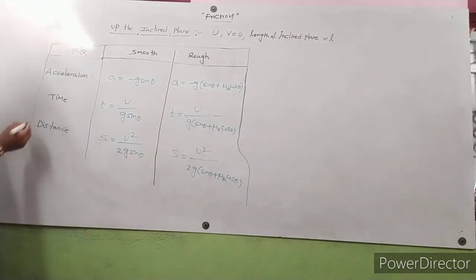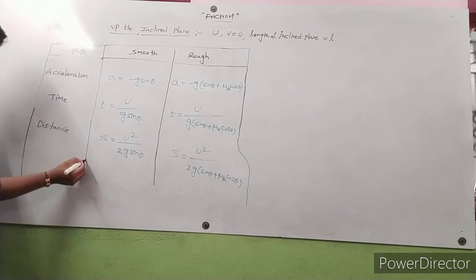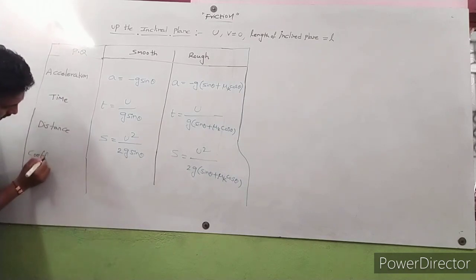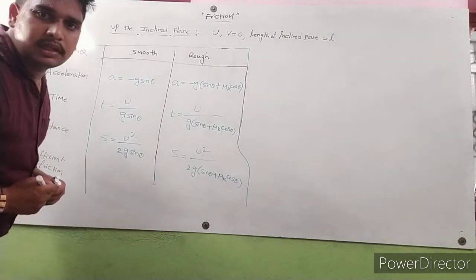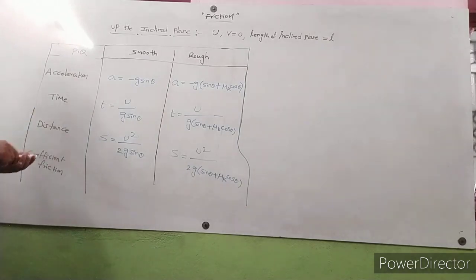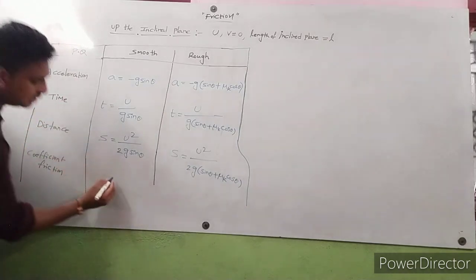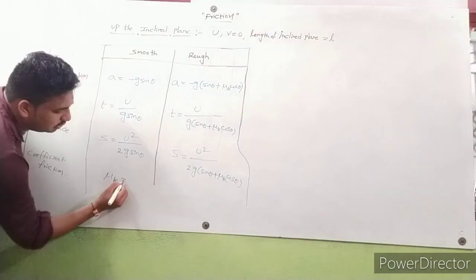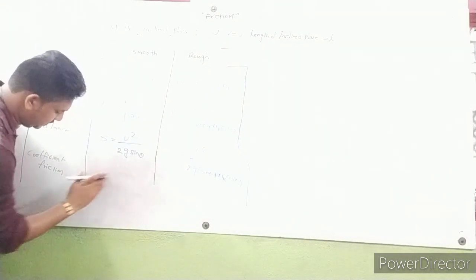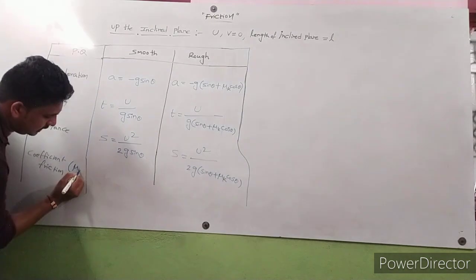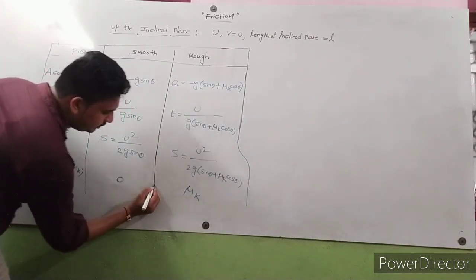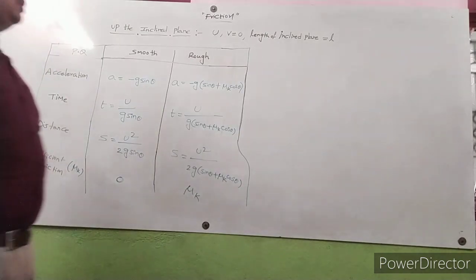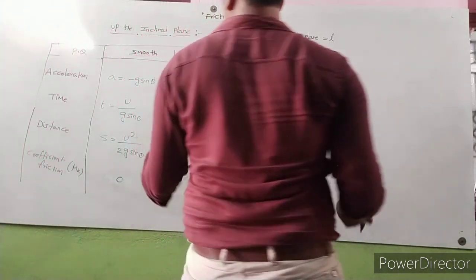Next, coefficient of friction. For the smooth inclined plane, mu k is equal to 0. Here the coefficient of friction is indicated by mu k only, and its value is 0 for the smooth plane. So this is about the smooth inclined plane and the rough inclined plane.